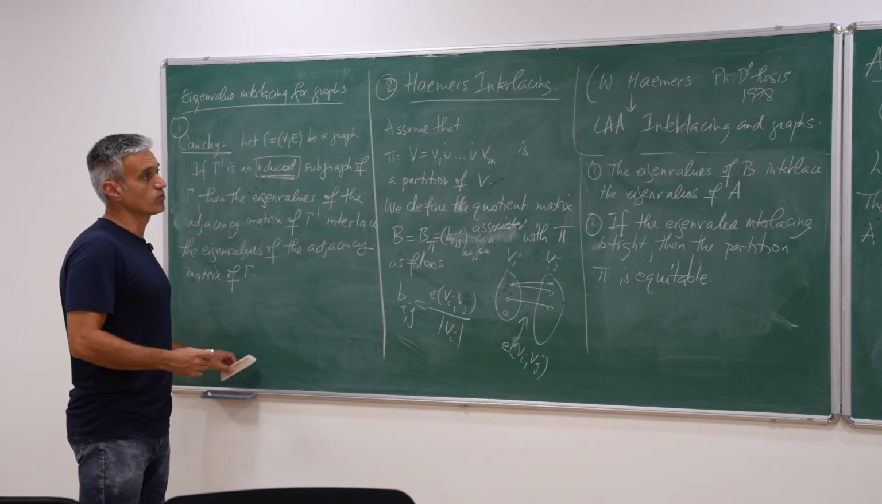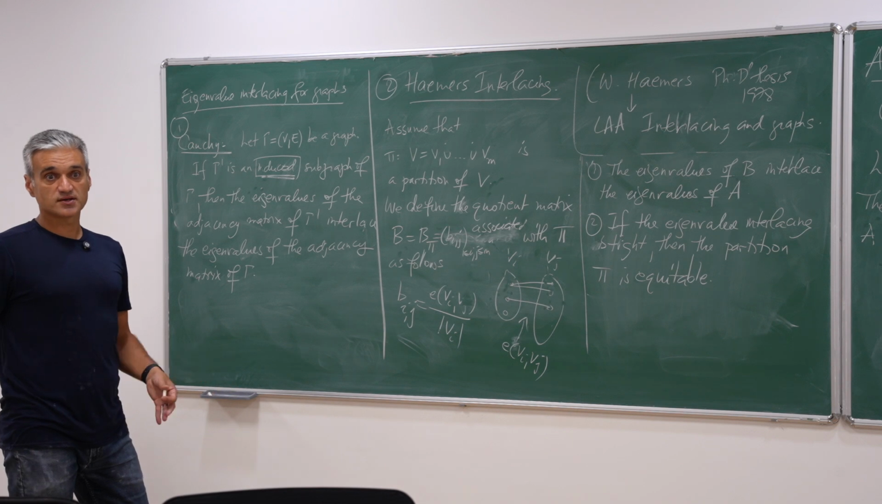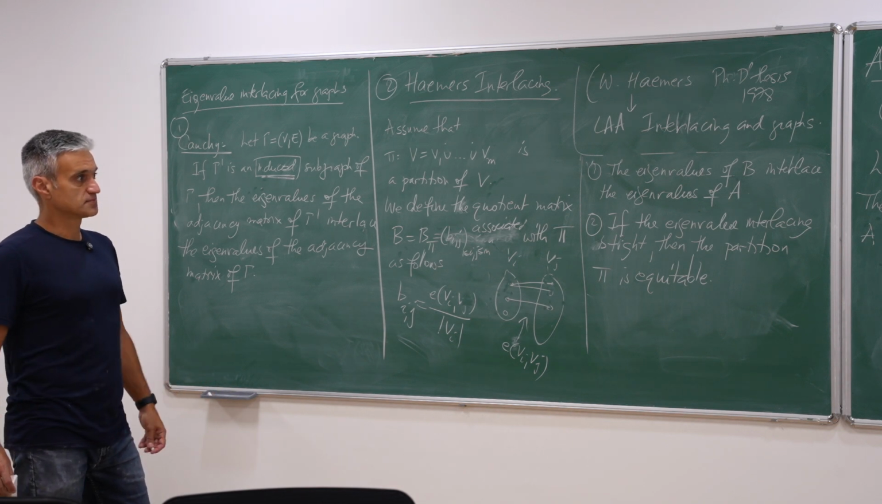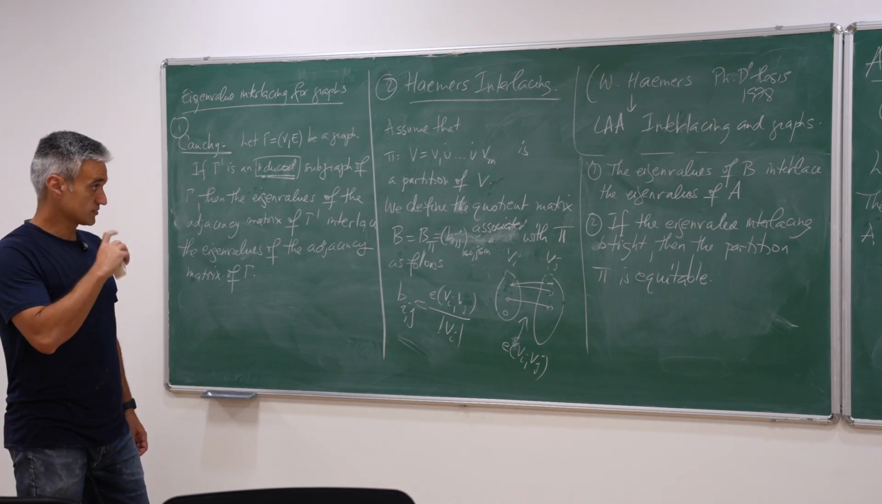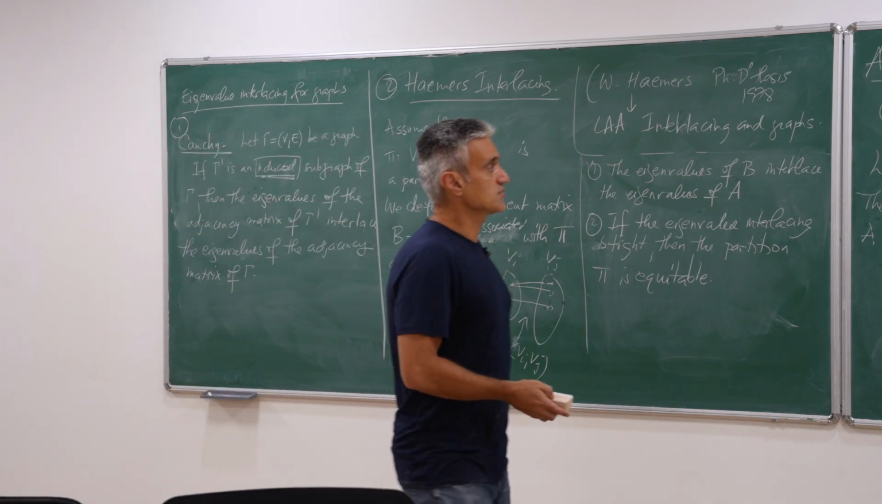So let me give you one example for each situation. We'll do some more later in the class, but then we can stop. So I have Haemers interlacing, Cauchy interlacing. Let me erase it.